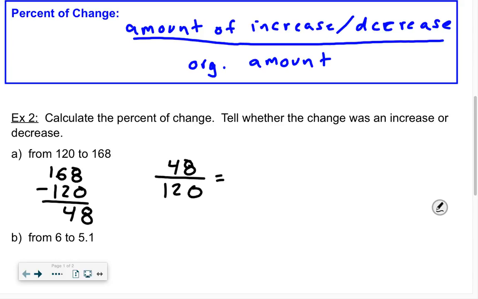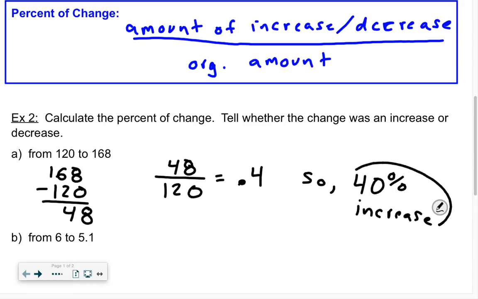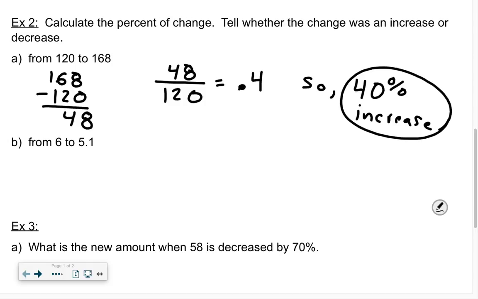We take 48 divided by 120. Decimal is 0.4. Convert that to our percentage, 40%. And again, identify, did we increase or decrease? Well, we increased. On your own, percent of change when we go from 6 to 5.1.